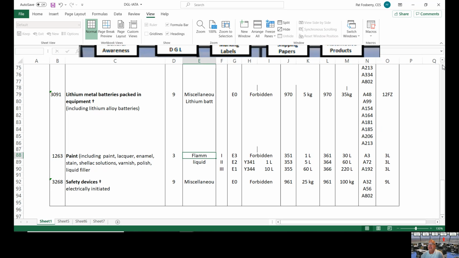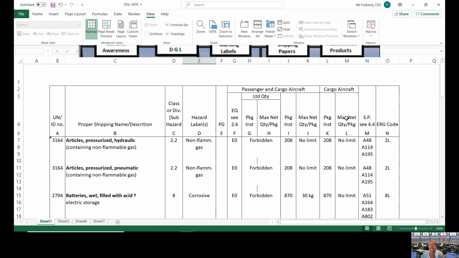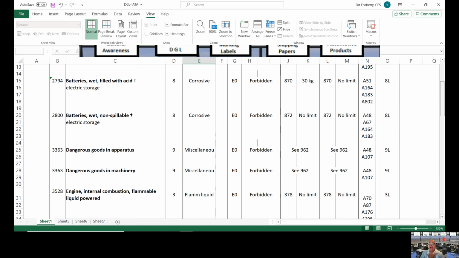So now let's go back into the top to see where we are. So now we know, okay, what's the maximum net quantity per package? What is the maximum that we can put on here? For the articles pressurized like the struts, there are no limits. For the batteries, I don't see a limit. Again, on the dangerous goods in apparatus, it's going back to that 960.